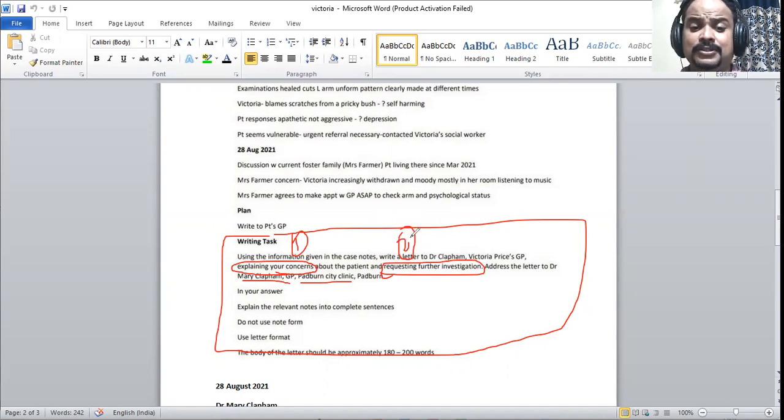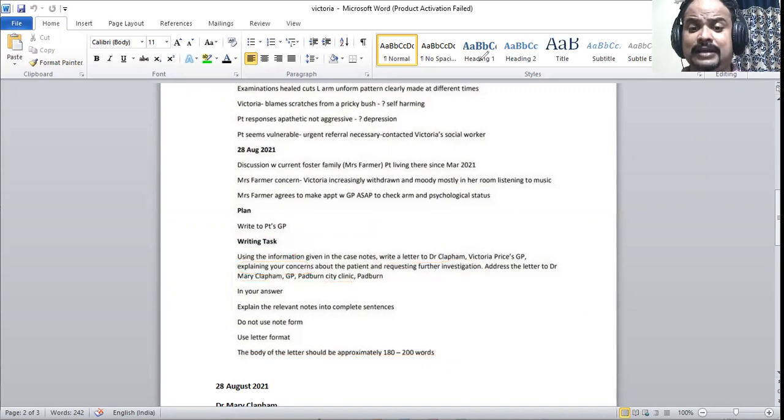So we have got the idea that Dr. Mary Cleffam is the GP of Victoria Price. So the place is Padburn, Padburn City Clinic. Okay. Now let's move on from the beginning.